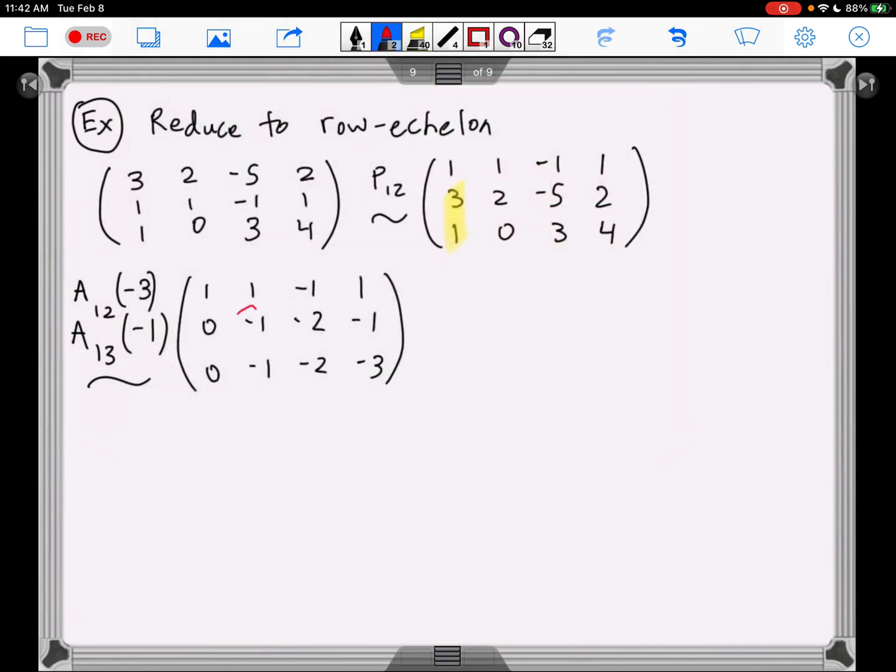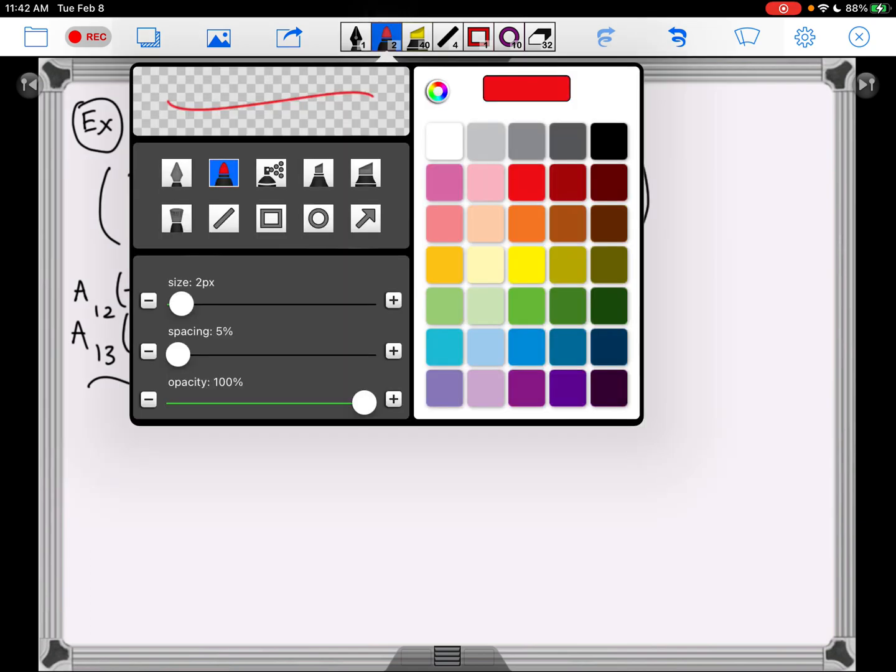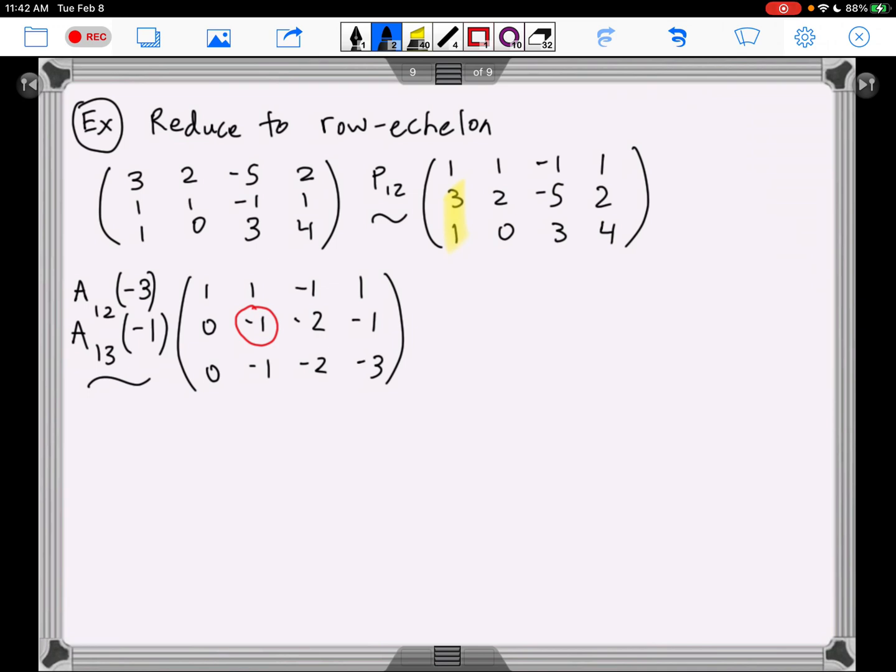Now we need to turn that guy into a 1. There's an easy way to do that. Just multiply it by its reciprocal, which is just the same as multiplying it by negative 1, right? So we're going to multiply row 2 by negative 1. Everything else stays the same, so let's write that down. 0, 1, 2, 1, and then the bottom stays the same.